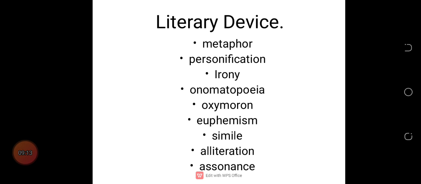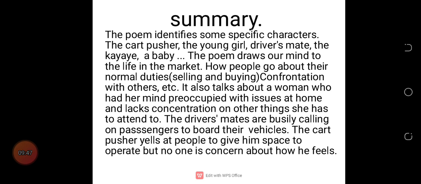Then we have alliteration. It's a sound device where we have the use of two similar consonant sounds. Okay, so consonant letters, the use of similar consonant sounds in lines. Very good. Then we have assonance, the use of similar vowel sounds. Okay, repeated vowel sounds in a line. That is assonance. Very good.